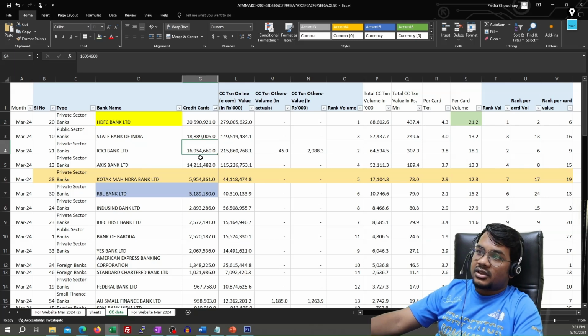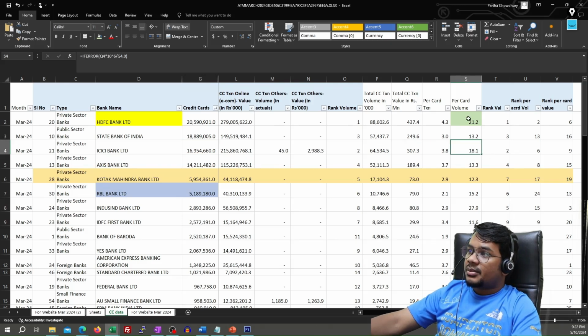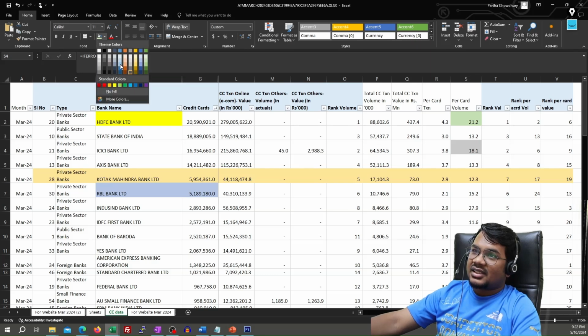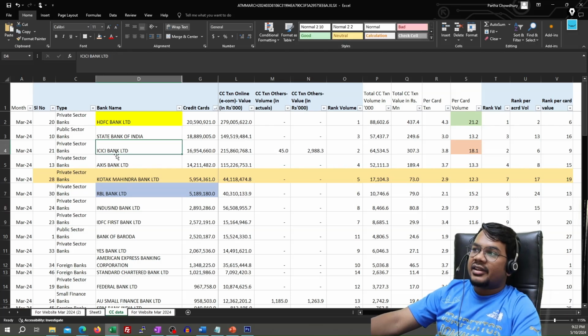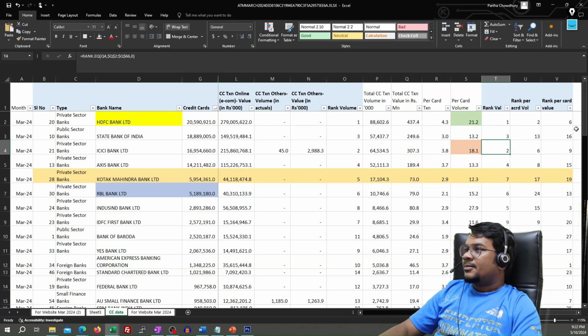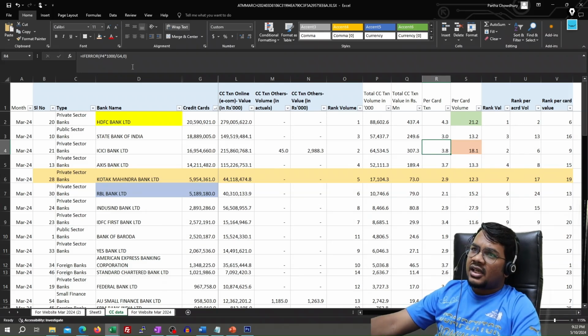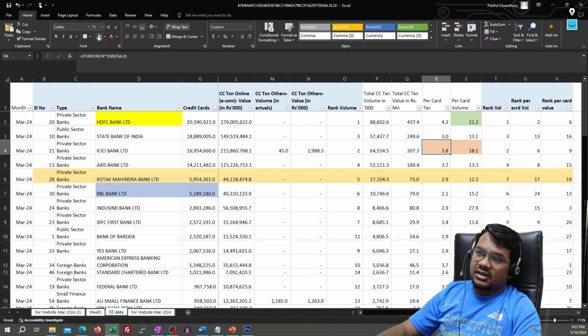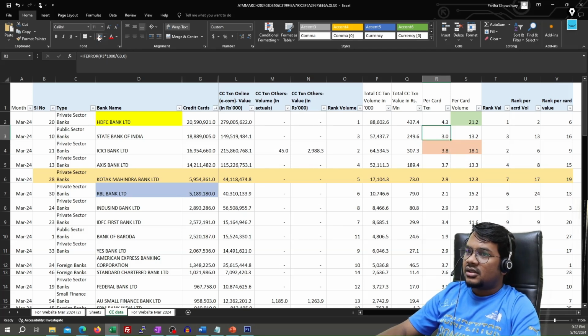1.6 crore credit card customers they have, and 18.1 as a per card volume is a very healthy number. So this is something SBI Card should be looking into, that ICICI Bank is really threatening their market position. And this gap is also not that much if you look at a few quarters of results. I would say ICICI is generating a very healthy credit card business compared to SBI. 3.8 is a healthy number to have. Axis Bank is also where SBI Card has to do something. This number looks worrisome.